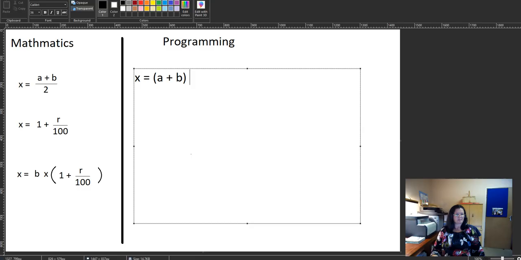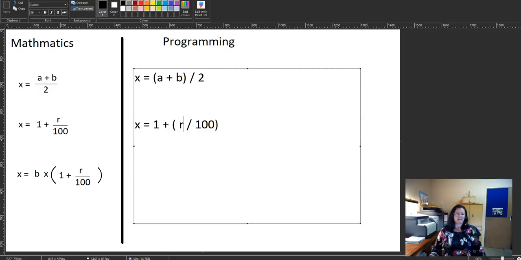With the parentheses, I'm going to explain that A and B must be added first, and then the result divided by 2. Second example, x is equal to 1 plus r divided by 100. Over here, parentheses would be optional. I can add these, but I can also leave it out, depending on the programming language that would be used in the end. Division will appear before addition.